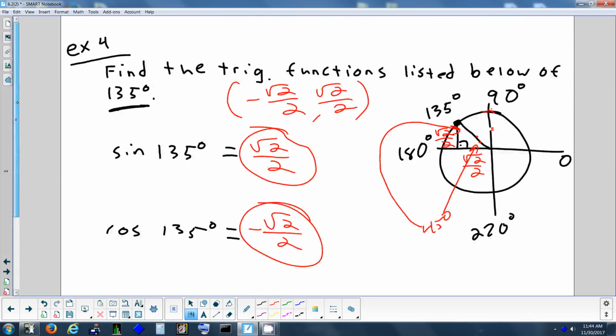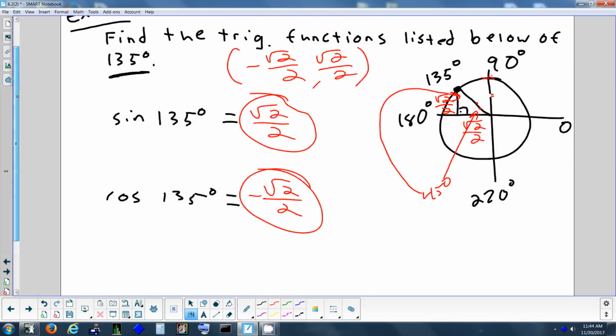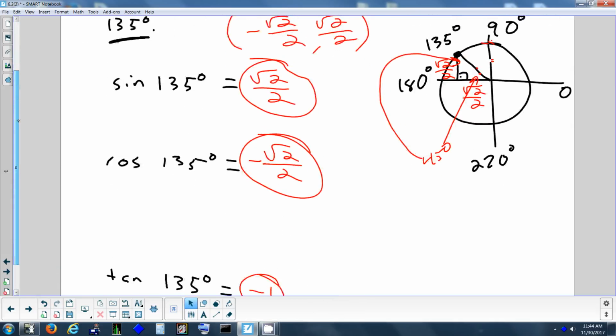Okay, and on this problem, I'm only going to find the 3. If I wanted the other ones, what would I do with them? Flip the 3 that I have to get the other 3. Any questions on 135? No, not on this one.